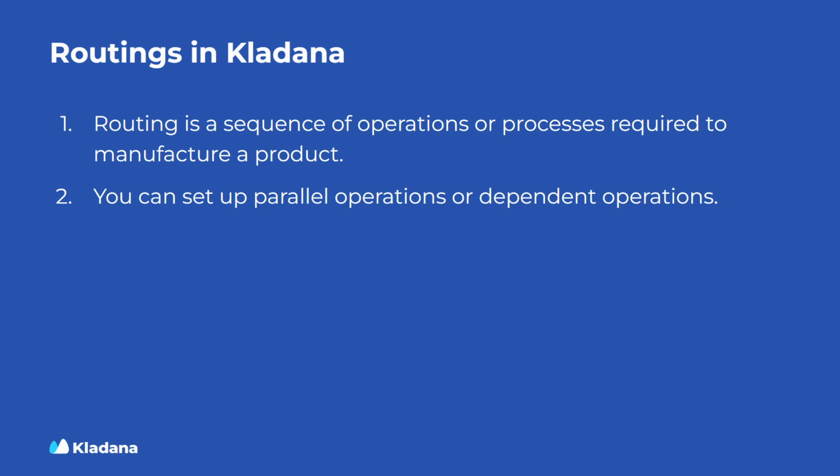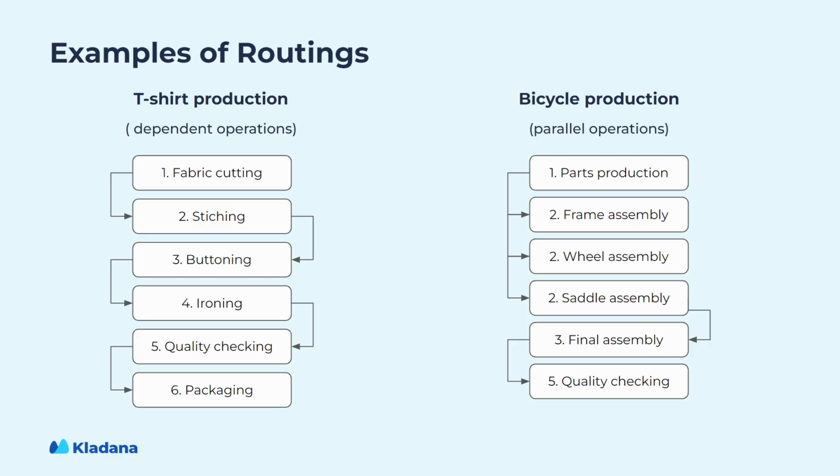You can create sequences with operations that can be done at any time or operations that depend on each other. For example, there's a difference in routing sequences for t-shirt and bicycle production. T-shirt production is a sequence of consistent operations. Stitching cannot be started before fabric cutting. If we look at bicycle production, we see that some operations are going in parallel. So let's see how we can create different routings in Kladana.